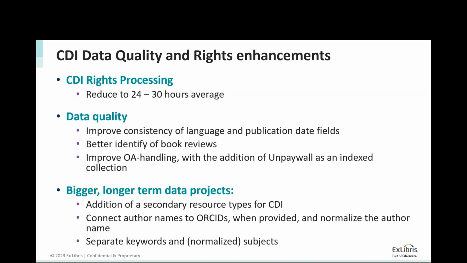We're also going to improve open access handling. At the moment, you can use Unpaywall via the API. You pull in the information when the result list is displayed. This means that you can't really filter by availability for Unpaywall, and it's also not shown in the facets.